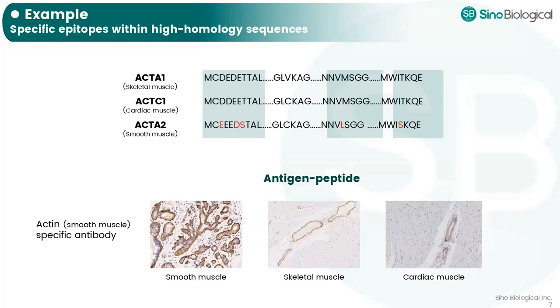Here is an example when we produced an antibody targeting a specific epitope, which is located within a high homology sequence. We wanted to produce an actin antibody which specifically recognizes smooth muscle actin. When we searched these genes in the genome, we found a couple of other genes sharing high homology sequences with smooth muscle actin. We labeled the red amino acids here, showing that these are the only differences between these several actins. Therefore, we chose a peptide as the immunogen for this antibody generation. Finally, we successfully obtained antibodies that only recognize smooth muscle actin without any cross-reactivity with other muscle actins.